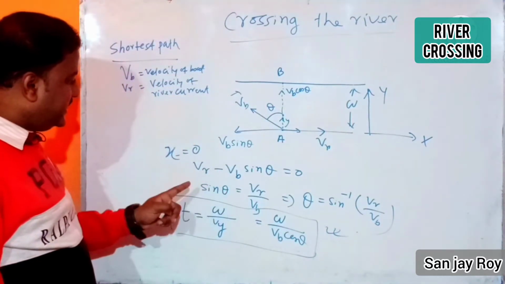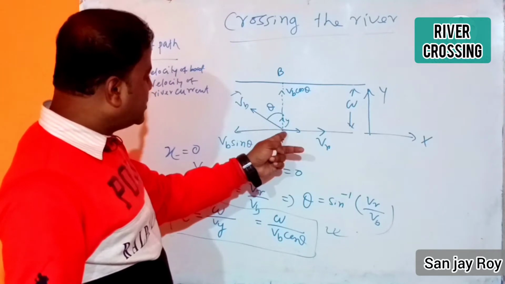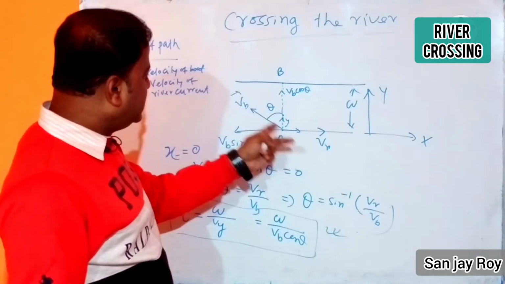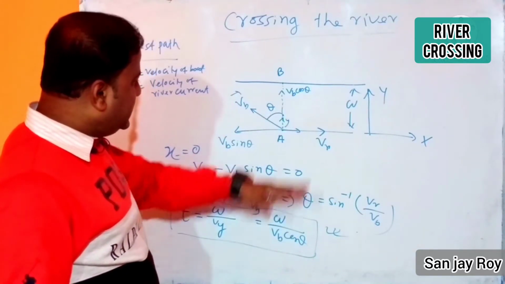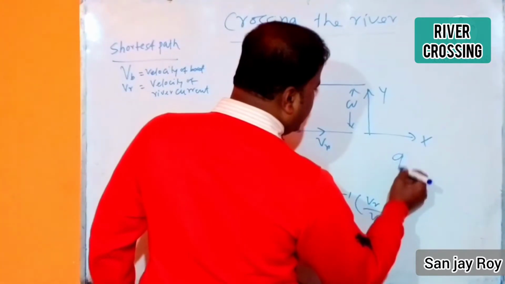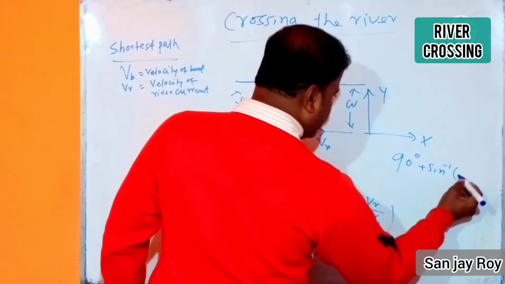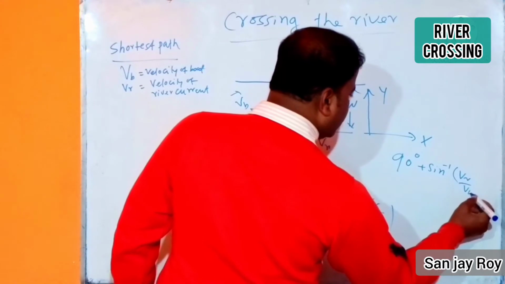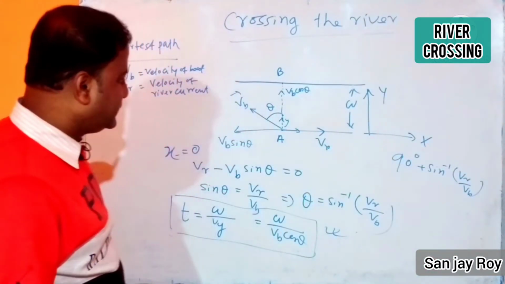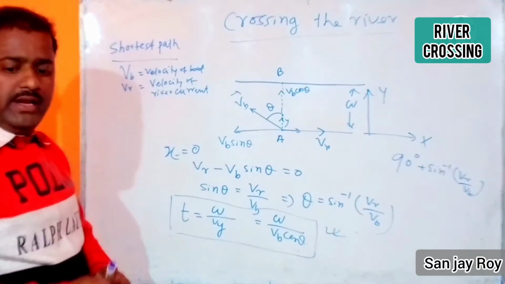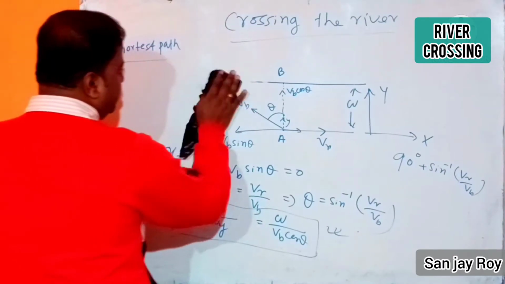And the condition is sin theta equals VR by VB. Here the boat should be driven along this direction, and this is the angle theta, and this angle is 90 degrees plus sin inverse VR by VB with the river current. Okay. Next we go to shortest time.